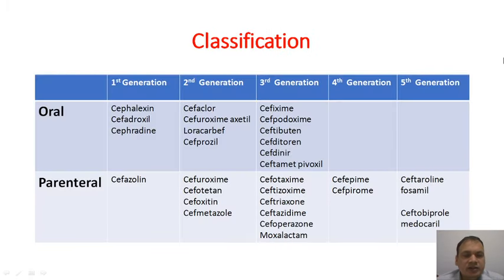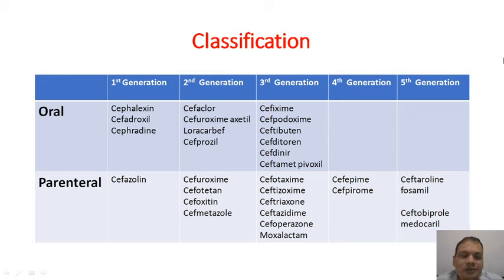Coming to the classification, the cephalosporins were initially divided into 3 generations depending upon their antimicrobial spectrum. Later on some more antibiotics were discovered under this group. They were later classified into the 4th generation and 5th generation. Each generation of antibiotics has been divided, depending upon the route of administration, into oral or parenteral.